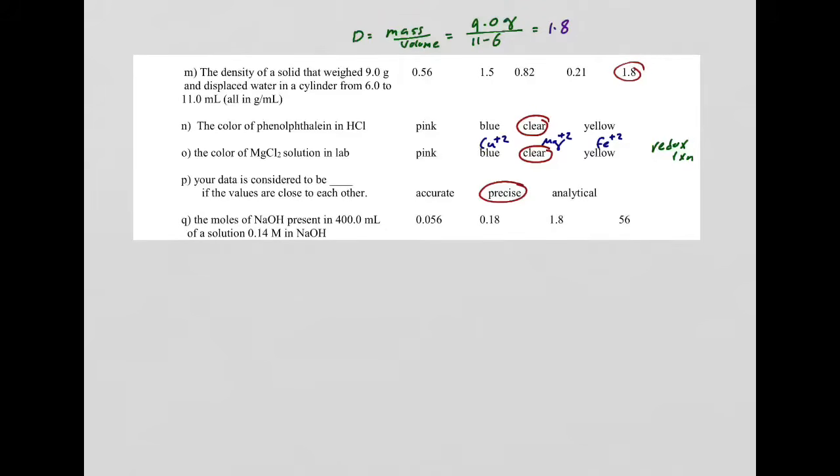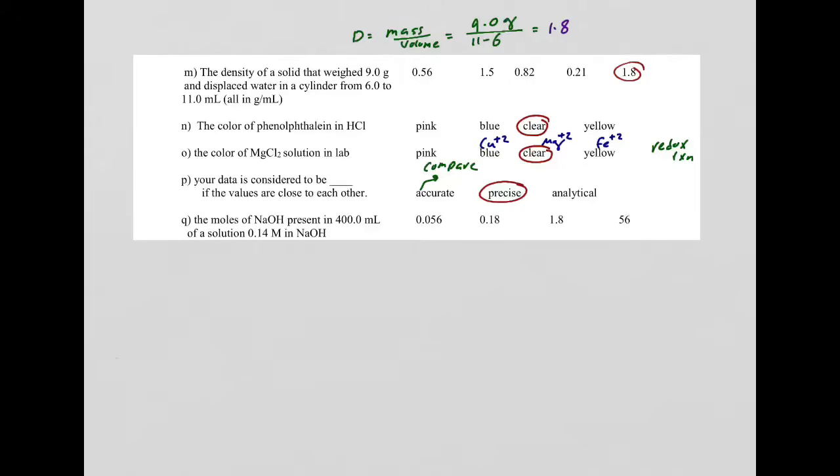Just because you're precise, just because your values are close to each other, doesn't mean you are accurate. You can be precisely wrong, right? How do you know you're accurate? You know you're accurate when you know what the value is supposed to be and you compare the value that you have to the value that is supposed to be. So you don't know if you're accurate unless they tell you what the value is supposed to be. Yeah? All right. Beautiful. Next one.